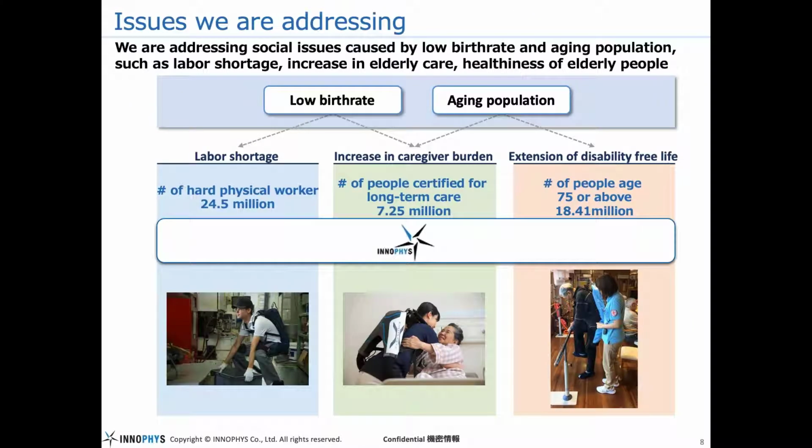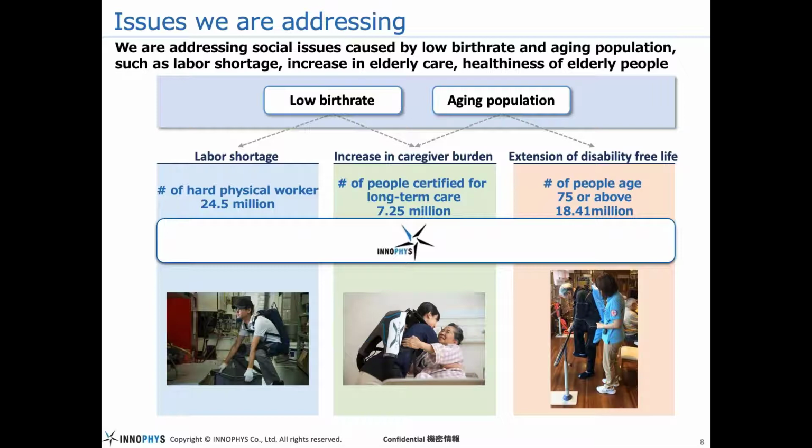And what we are addressing is this. In Japan, the low birth rate and aging population is a very serious current issue in society. And we are addressing this social issue caused by the low birth rate and aging population, specifically labor shortage, the increase in elderly care, and the healthiness of elderly people.